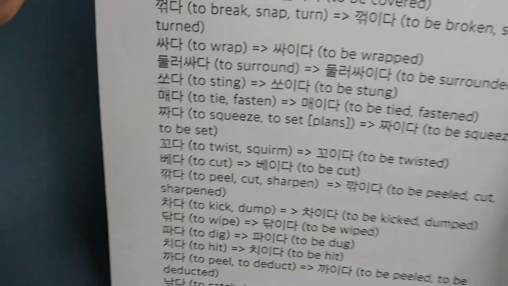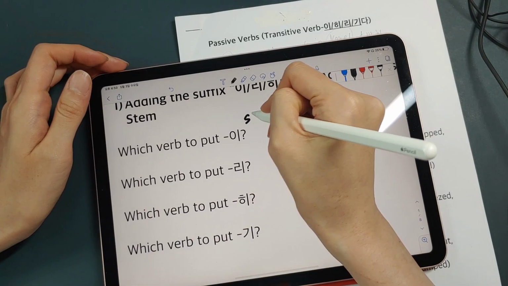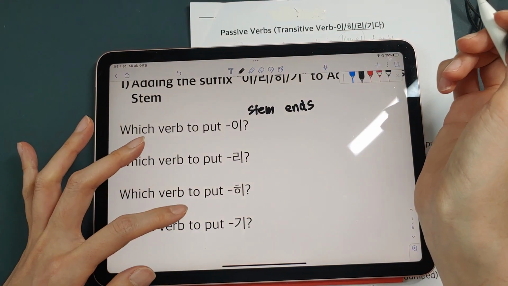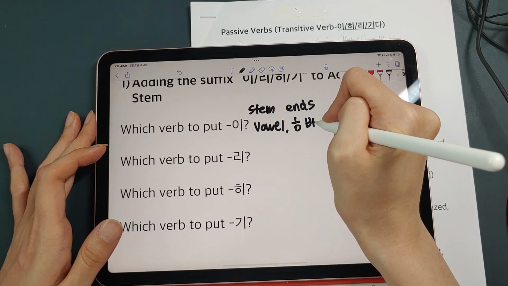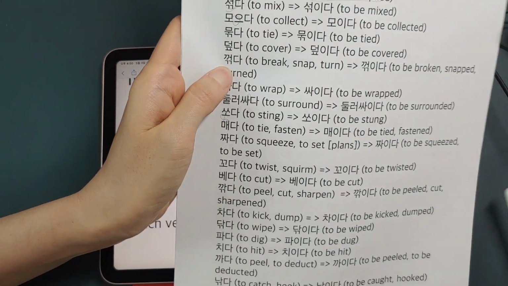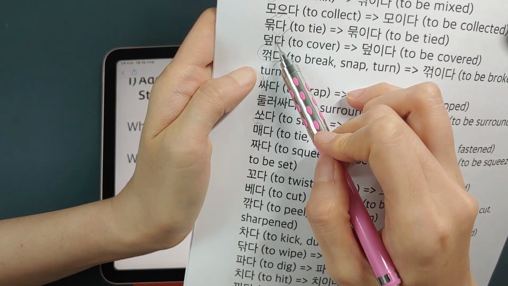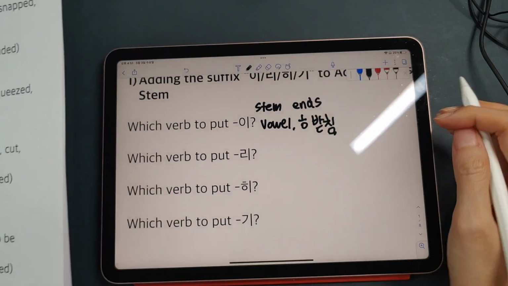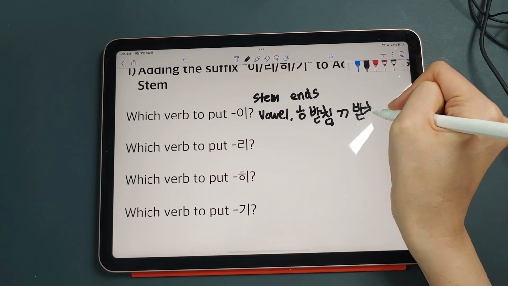And you can also find a lot of verbs that end in 쌍기역 받침. Actually, guys, let's put it here. So for the active verbs where you can put 이 for a passive verb, usually those verbs are stem and then vowel or 히읗 받침. And you can also find a lot of 쌍기역 ending verbs as well, like 꺾다, 묶다, 깎다, 닦다. So that would also be one of the commonalities. Usually they are 쌍기역 받침 ending verbs.